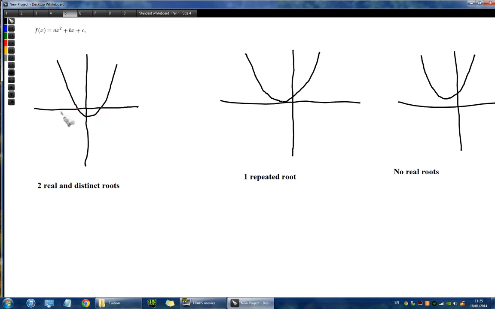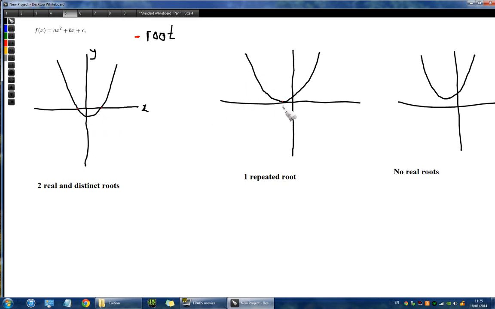Wherever the quadratic graph crosses the x-axis, this is called a root. So everywhere you see a little red dot, that's a root of the equation. At these points, y equals 0. On the x-axis, y is 0, isn't it? Think about y equals -2, -1, 0, 1, 2. The x-axis is where y equals 0, and wherever the quadratic crosses the x-axis is a root. So you can have 2 real and distinct roots.